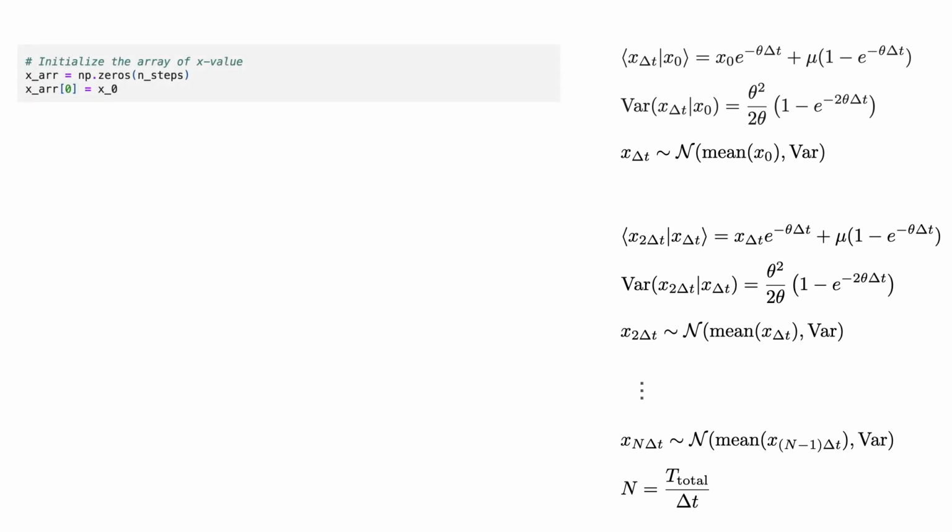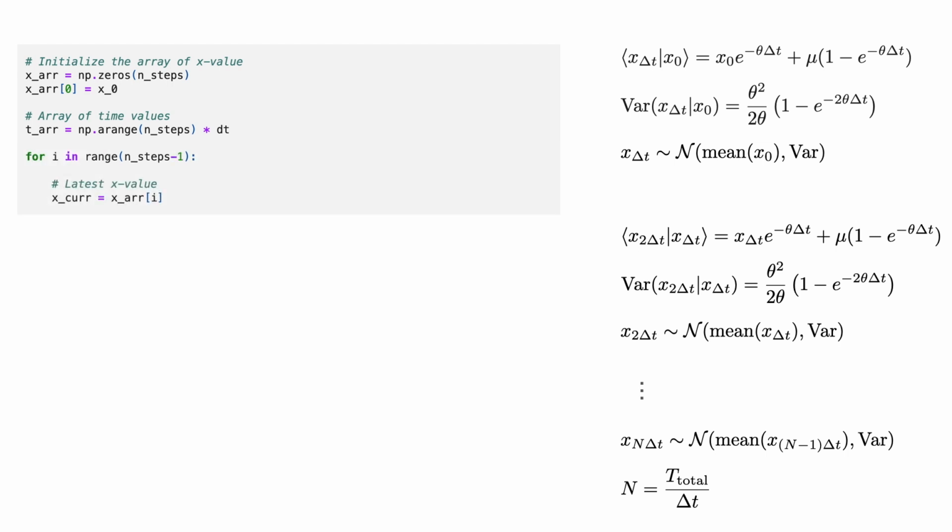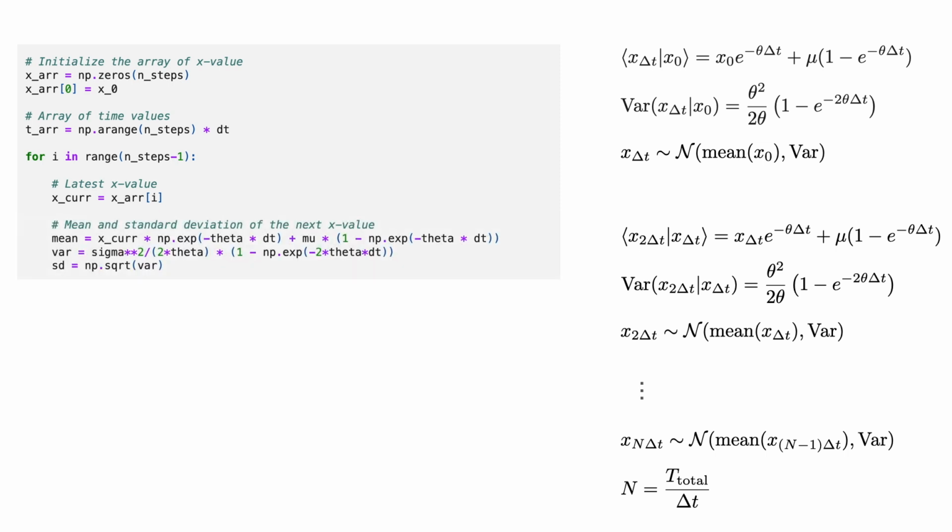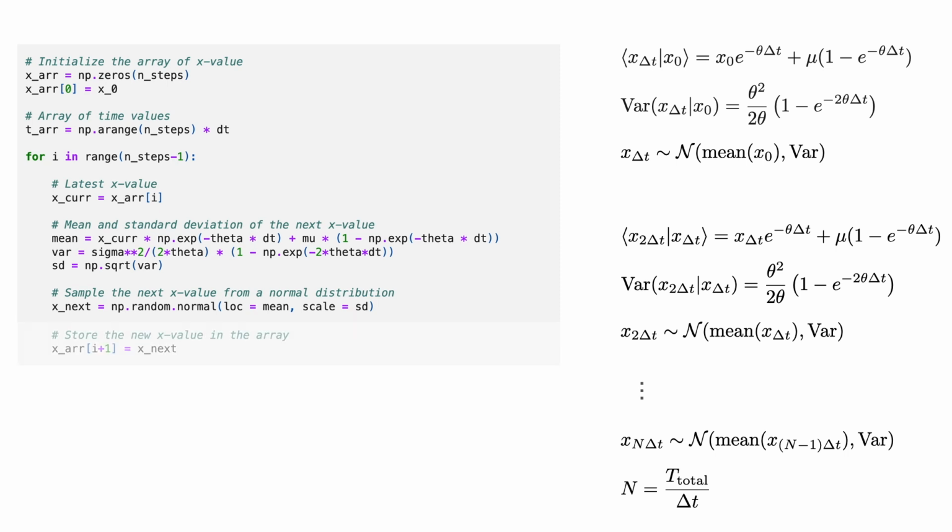We initialize a NumPy array for the process values, setting the first value equal to x0. We also define an array for equally spaced times. Then we iterate in a for loop, and at each iteration implement the procedure described earlier. Specifically, we treat the latest x value as initial state, compute the mean and the variance of the next x value, and sample the next x value from a normal distribution using a built-in NumPy function. After sampling, we store the value. This is essentially all the code needed to simulate the process.